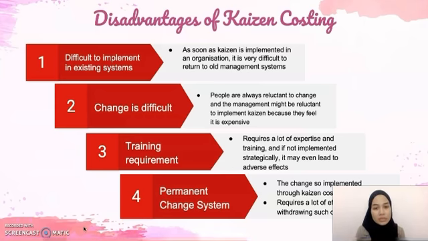The third one is the training requirement. Kaizen costing requires a lot of expertise and also training. And if not implemented strategically, it may even lead to adverse effects. And last but not least is the permanent change system. The change implemented through Kaizen costing is irreversible. And also it requires a lot of effort and cost in withdrawing such decisions. So after we look at the advantages and disadvantages, you will look at the limitations of Kaizen costing afterwards.